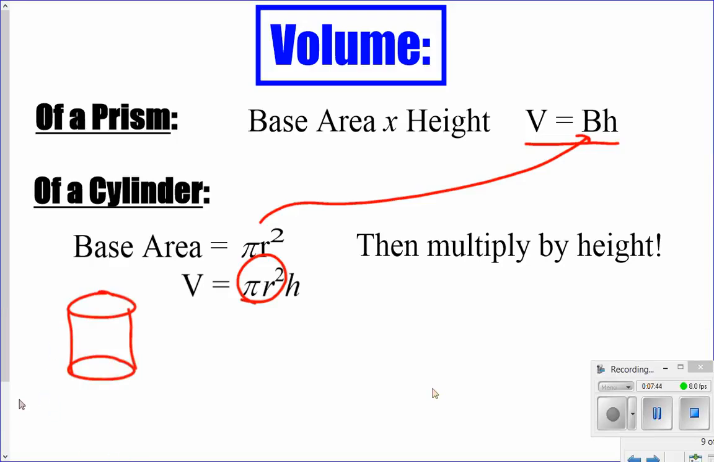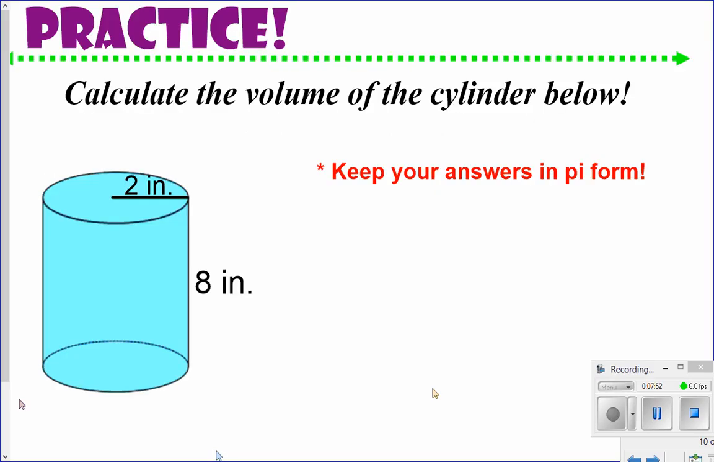So that's what happened here. Pi r squared went in for B, and then it's still going to be times the height of, in this case, the height of the cylinder. So that's our formula for the volume of a cylinder. So let's see how it works. So here I have a cylinder, and I'm going to find the volume. Notice it says in the directions we're supposed to keep our answer in terms of pi. So volume is area of the base times the height. The base is a circle, so pi r squared times the height of the cylinder.